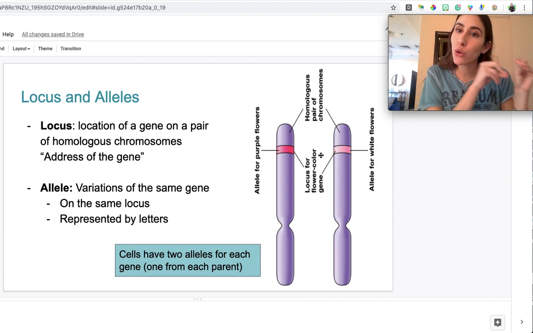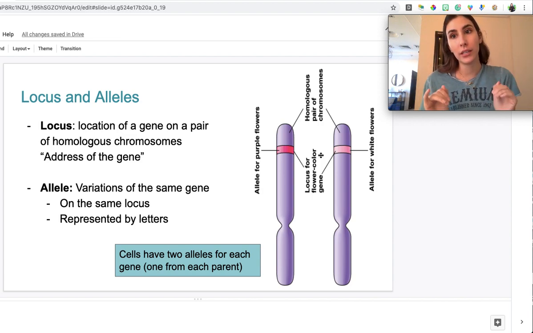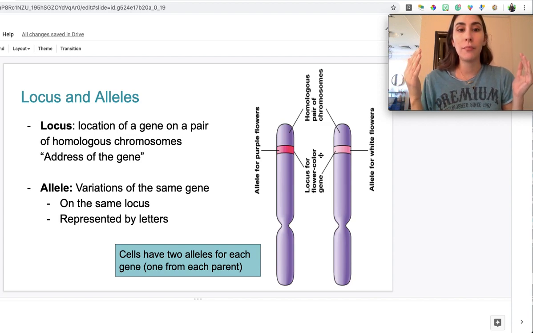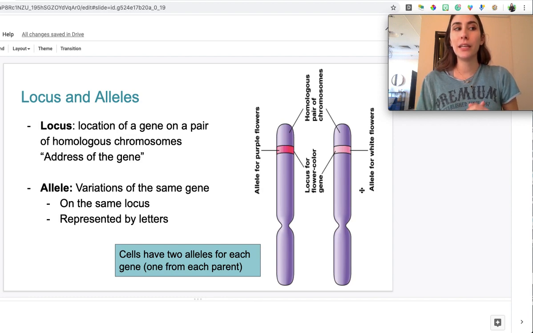Now, cells have two alleles for each gene, one from each parent. So every cell in your body contains two alleles because you got half of your chromosomes from one parent and the other half from the other parent, and therefore you have two versions of every gene. Which one you end up exhibiting is going to be determined by something which we will talk about next.